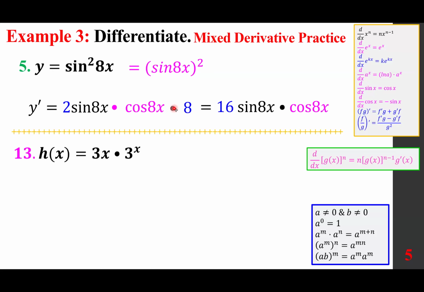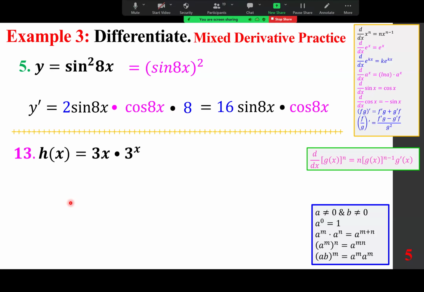H of x is 3x times 3 to the power of x. We need the product rule. It's the product of 3x and 3 to the power of x. So we're going to use the product rule. I would write the product rule, and I follow that. F prime g plus g prime f. F prime is 3 times g, 3 to the power of x, plus g prime.